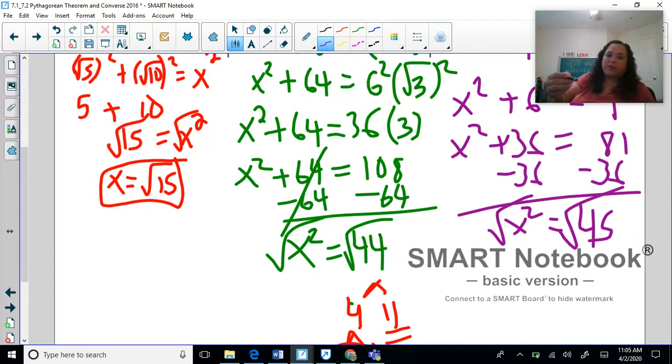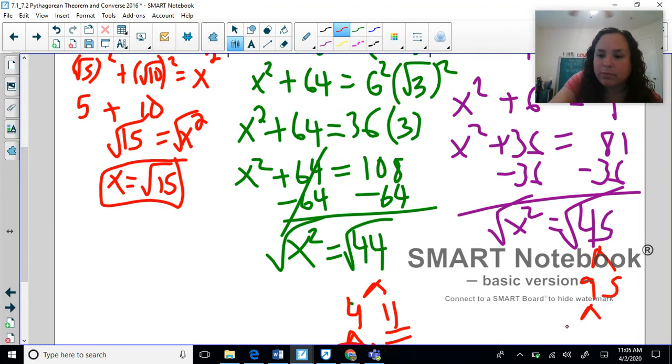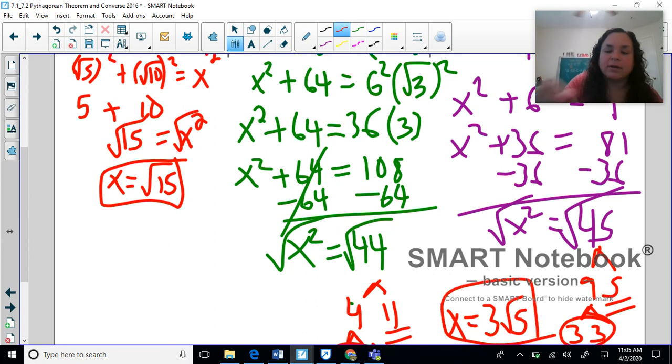The square root of 45 can actually be broken down. That's going to be 9 times 5. 9 breaks down to 3 times 3. The 3's repeat. The 5 doesn't. So x will equal 3 square root of 5 in this case. Okay, now let's see how this applies to word problems.